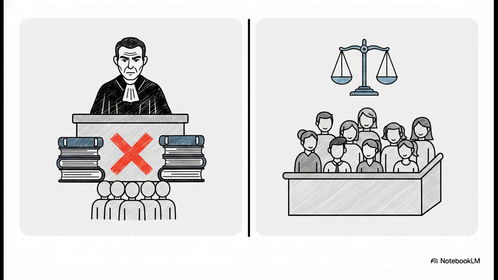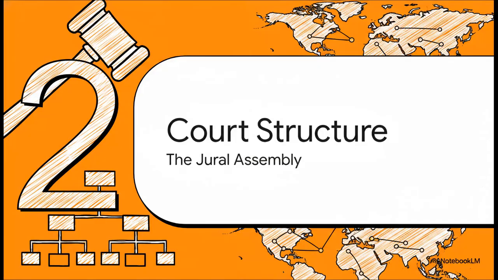On the other side, though, we have assembly courts. These are rooted in American common law. They are fundamentally led by juries, not judges, and their whole entire purpose is to deliver public justice and handle matters of private property and unalienable rights. Moving right along to Section 2, Court Structure, the Jural Assembly.